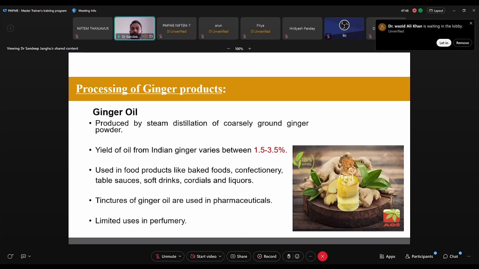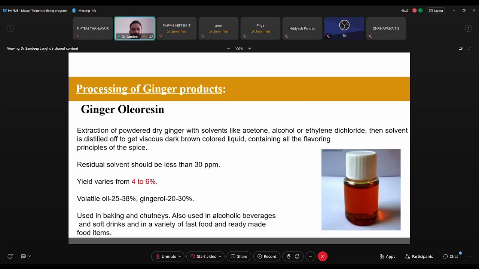Oil extraction is by steam distillation, or you can say hydro distillation method, where we use either the dehydrated slices or, for better efficiency, powdered ginger. Ginger oil is used in the pharmaceutical sector, in confectionery, in bakery. It is used in soft drinks and various liquors, even in beverages, including fermented beverages. This ginger oil is used as a flavoring substance.